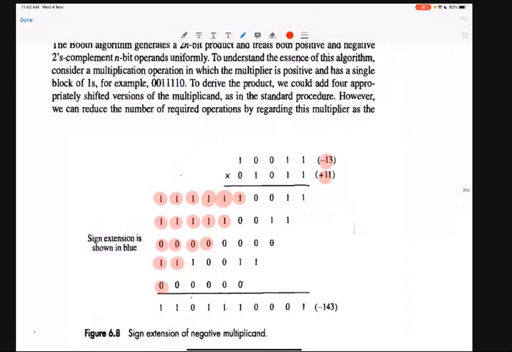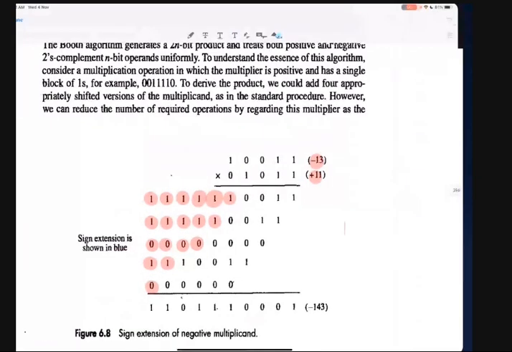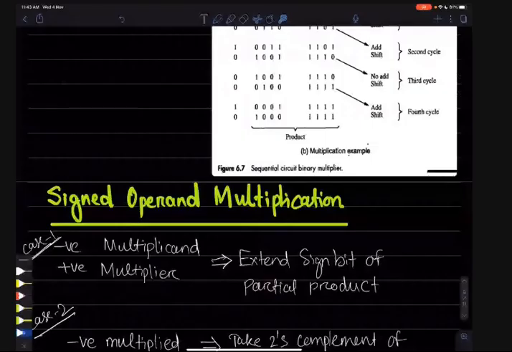And how to do the multiplication? Multiplication will be done similar to the previous one that we have seen, sequential multiplication. There will be no change in that. The multiplication will be done in the similar way that we have seen in the previous case, sequentially. The only thing is that you have to extend the sign like this.